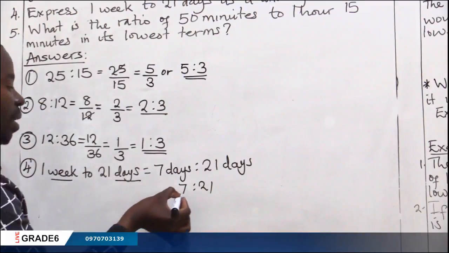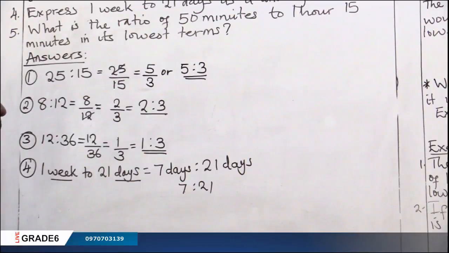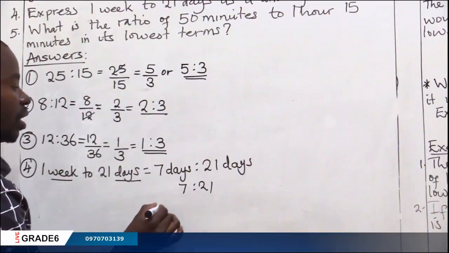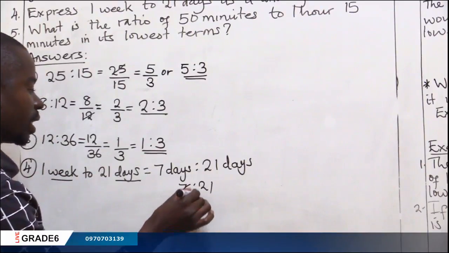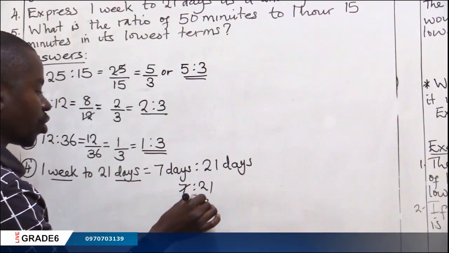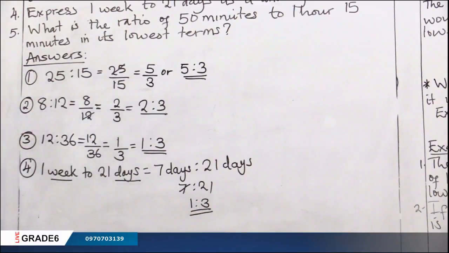Therefore, we can look for a number that can go in 7 and in 21 without leaving a remainder. That number is 7 itself. So 7 into 7 is 1, and 7 into 21 is 3. So our answer is 1 to 3.